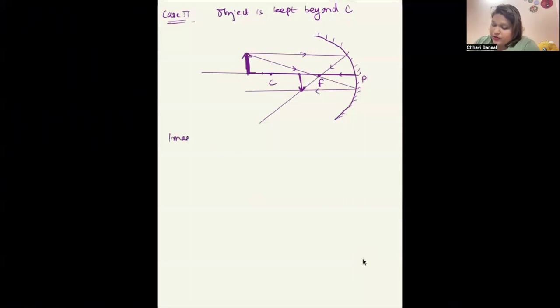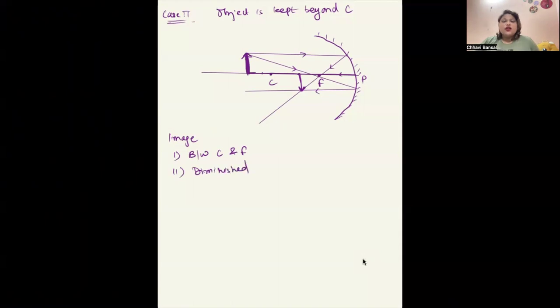So what is the nature of the image? First, where is it formed? Between center of curvature and focus. Second, the height. If you see, the height of the object is more than the image, right? So it is diminished.